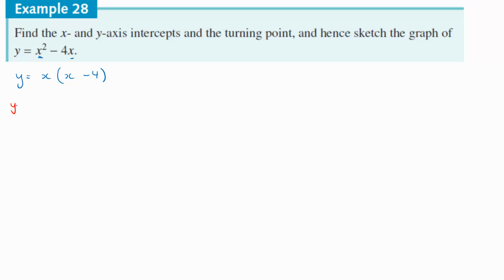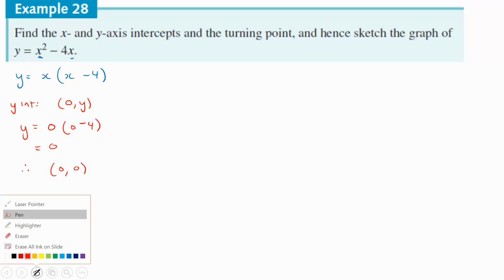Let's start off with y-intercept. Y-intercept's the easiest one to find. So x is always 0. We're going to try to find y. Y is equal to x, which is 0, times (0 - 4). And that gives me 0. Okay, so what does that mean? That just means when x is 0, y is 0.